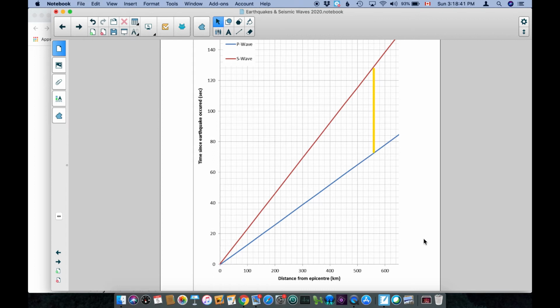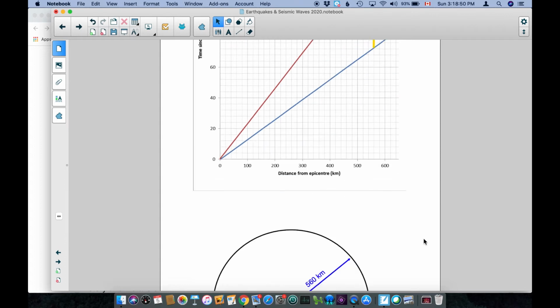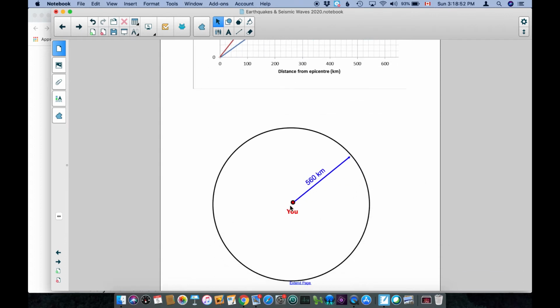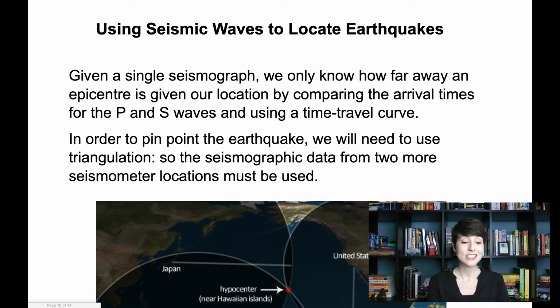One important thing to notice is, if I use this diagram, I don't know what direction the earthquake is in. I only know that it was 560 kilometers away, which means I'm here at my recording station. The earthquake could have happened anywhere along the circumference of this circle. I only know it's 560 kilometers away. So if I only have a single seismograph worth of data, I don't know exactly where the earthquake is.